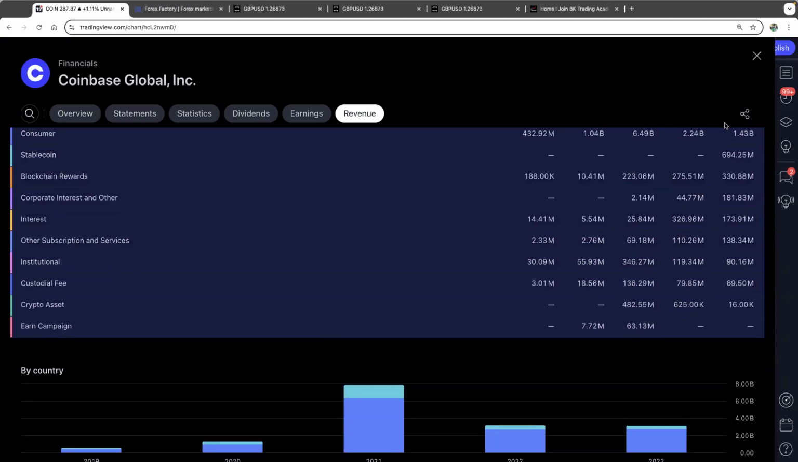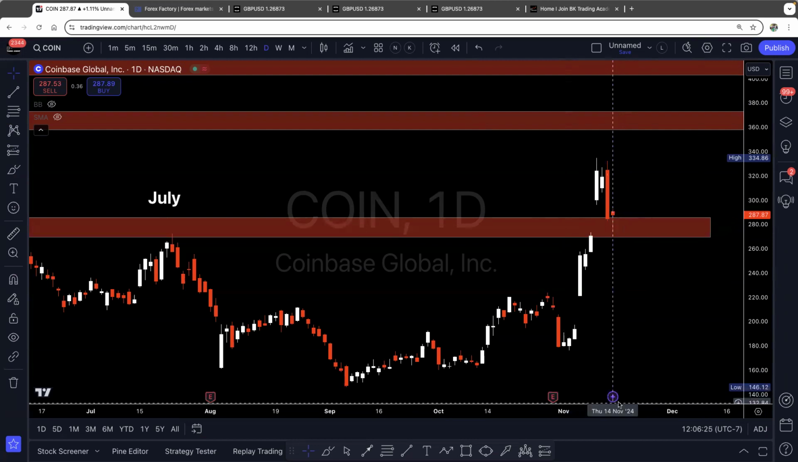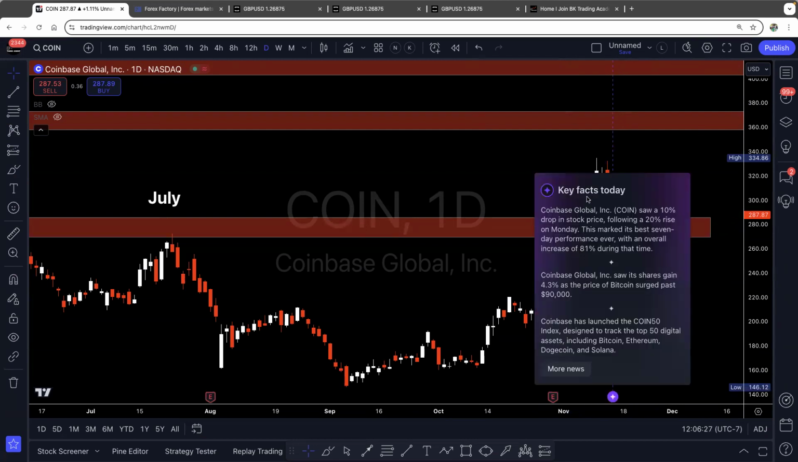So I'm not going to teach you how to read it right now, but just want to show you that. When I click this information symbol here, it says key facts today. This is like high impact news. For a Forex trader, this is high impact news.